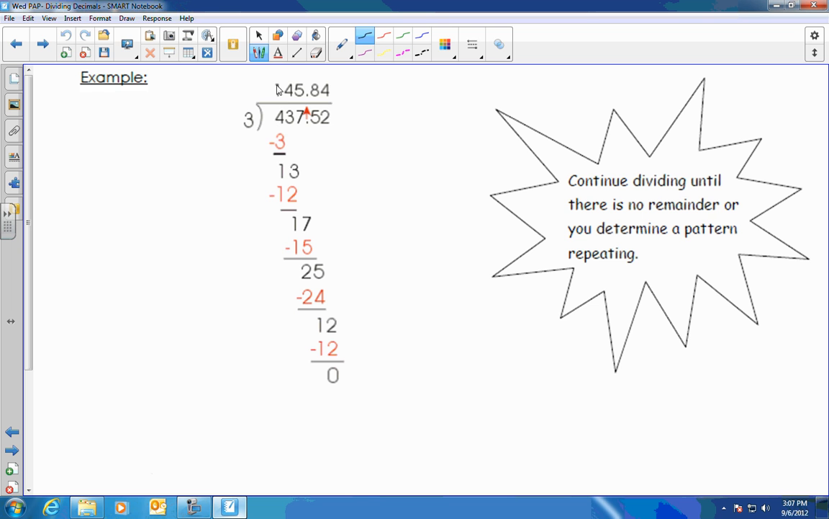3 goes into 4 one time, so we do minus 3. 1's left over. Then you bring down your 3. 3 goes into 13 4 times. That's 12, so we subtract that to get the remainder of 1. Bring down the 7, so on and so on until you get a remainder of 0.